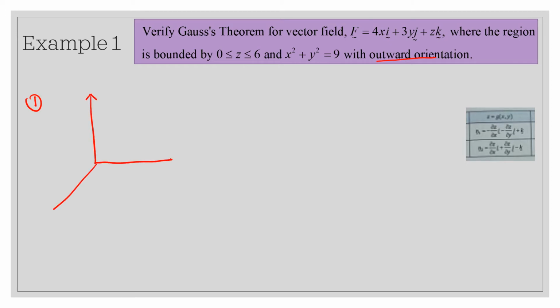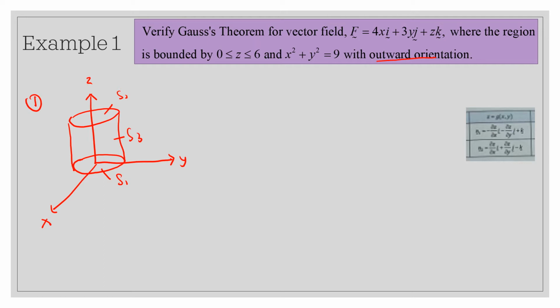So you sketch x, y, z. So this is z equal to 0. This is z equal to 6. So you get a cylinder. Okay, as you can see here, this cylinder has three surfaces. Okay, the bottom, the top, and the body of the cylinder. So I will label the bottom S1. Okay, the top S2 and the body is S3.